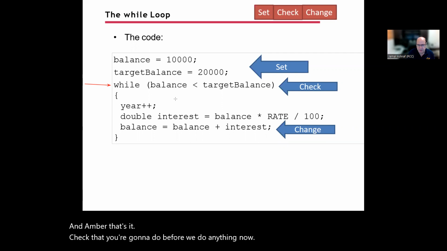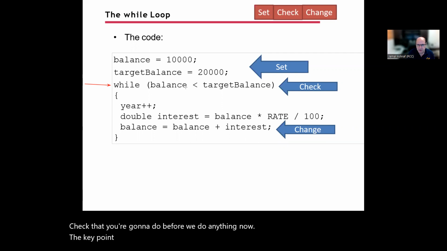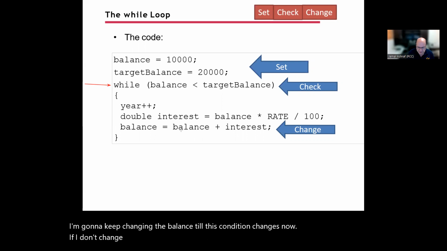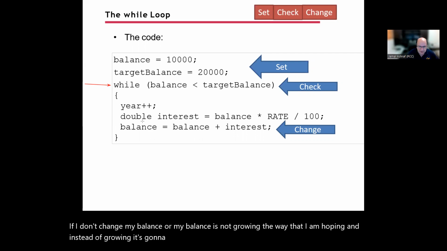Now, the key point is we're going to be changing this one. So in this case, I'm changing the balance. I'm going to keep changing the balance till this condition changes. Now, if I don't change my balance, or my balance is not growing the way that I'm hoping, instead of growing, it's going to go down, I am going to stay in this loop forever.